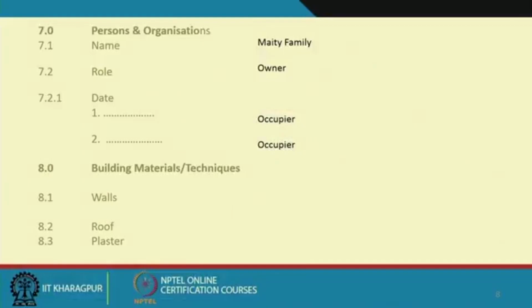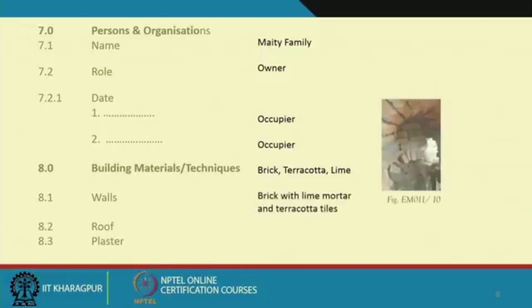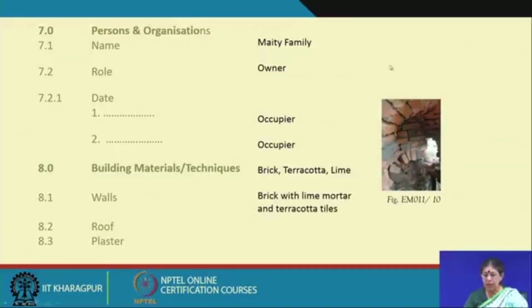So, we will talk about what is there component-wise. I have just given some examples: the main components, the walls, roofs, plaster and other things. In this particular case, generally brick, terracotta and lime are mainly used as building materials. So, walls were made of brick and lime mortar and terracotta tiles.